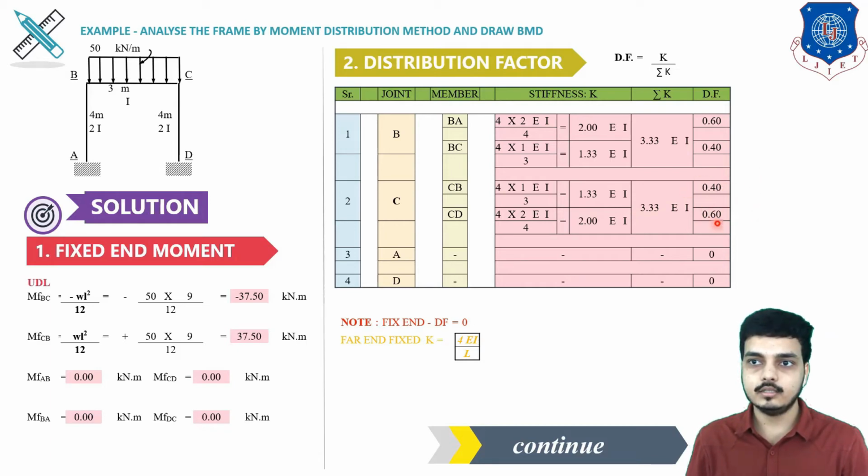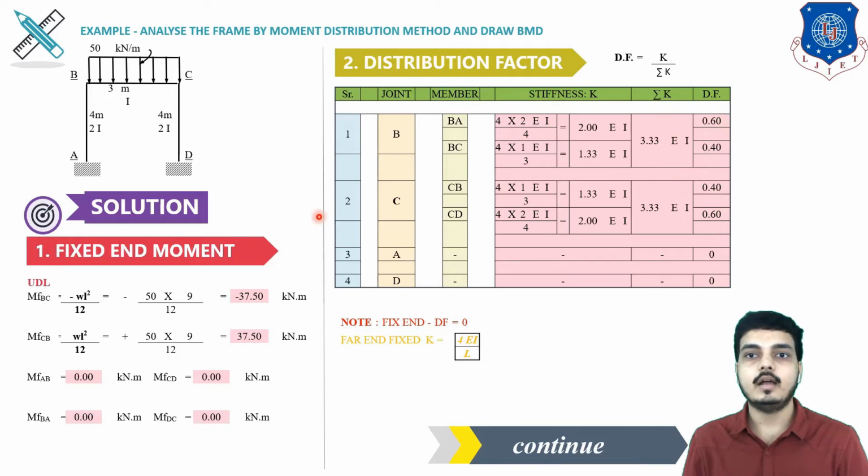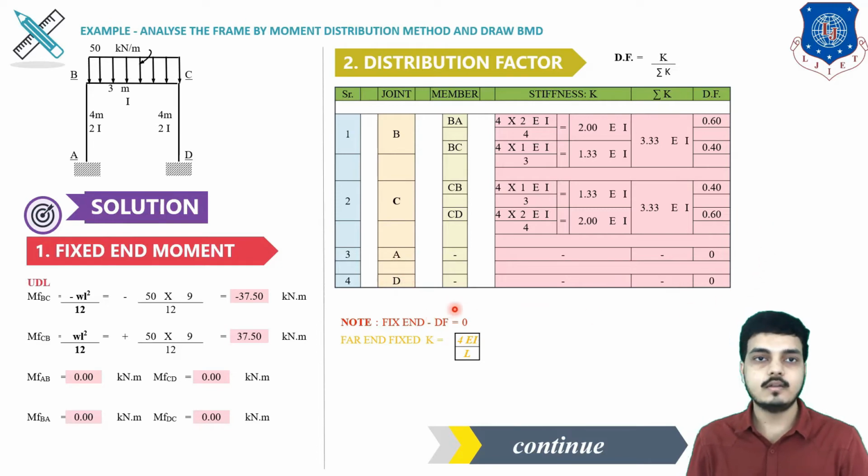I have told you that you have to add up these two values and check that it comes to unity or not. So 0.6 plus 0.4 is 1. So our distribution factor values are correct. Now at last we have to put the value for A support and D support. The value will be 0 for a fixed support. So this was our second step, distribution factor.